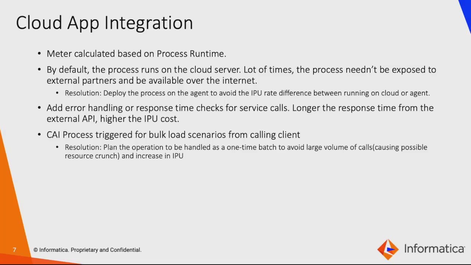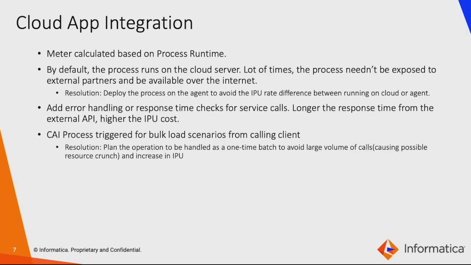Again, as I mentioned, CAI primarily runs based on process runtime, so however you could reduce the total process runtime, that would be more than enough. And the other thing that we spoke about, the cloud server, for example, is something that you could definitely look into, because in most scenarios you wouldn't need to publish your process on the internet. These are some of the common and repetitive themes that we've seen with a lot of customers for reducing the total IPU burn rate.